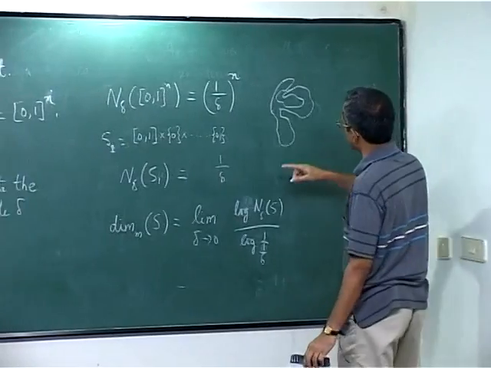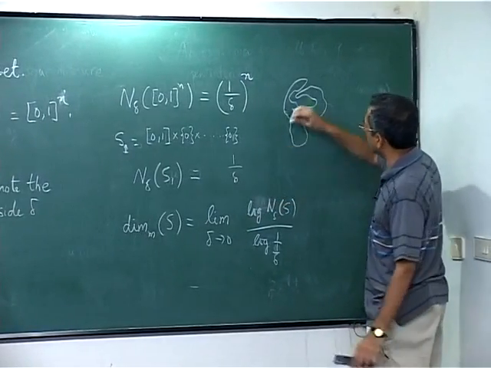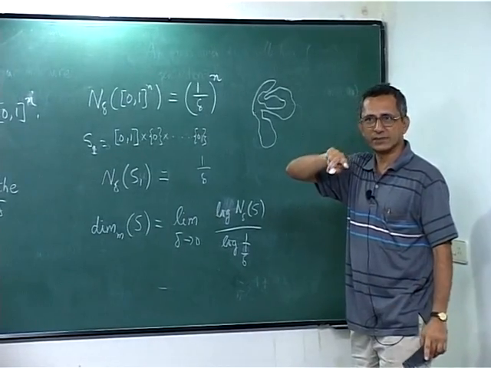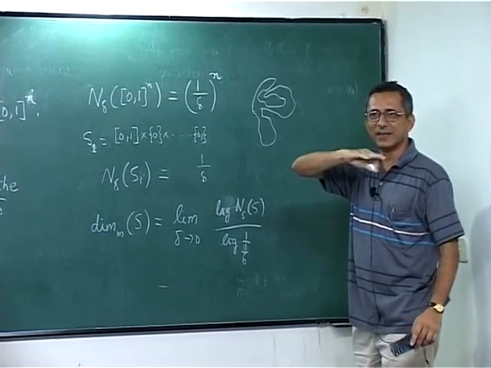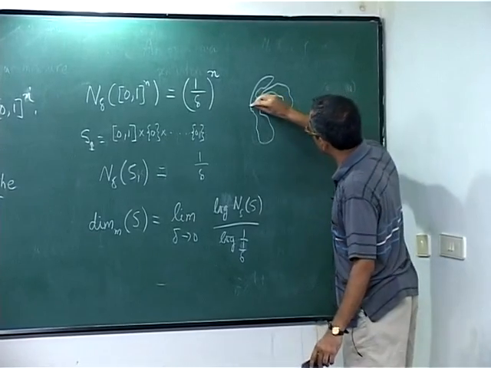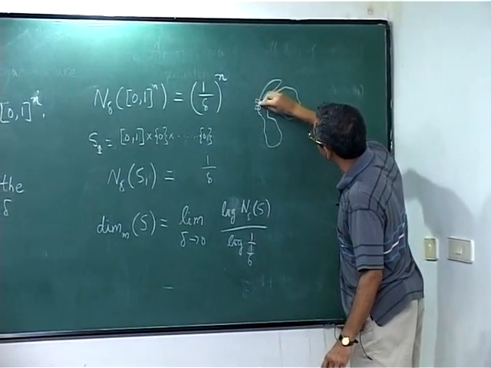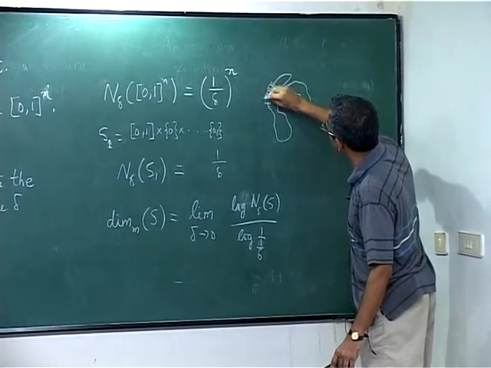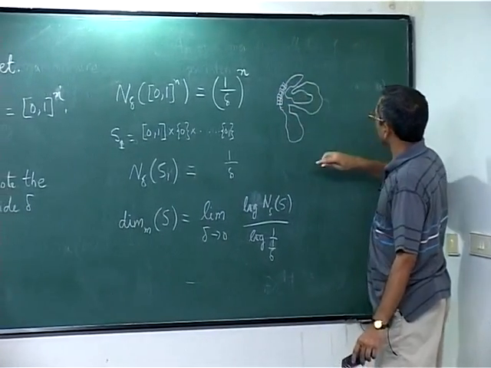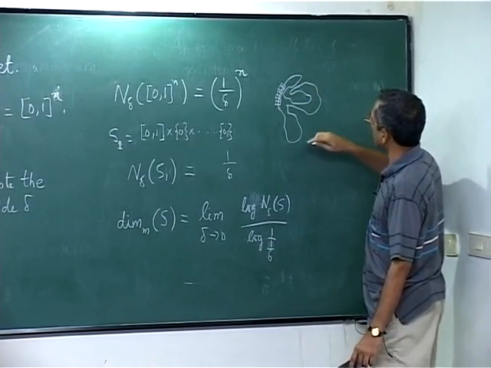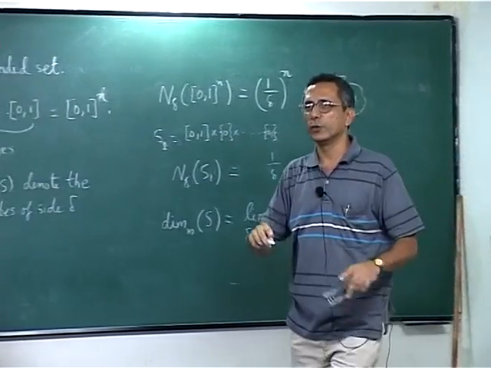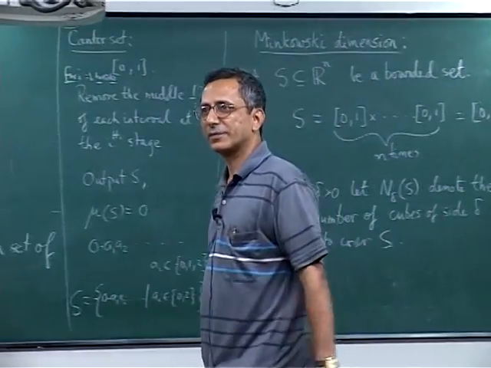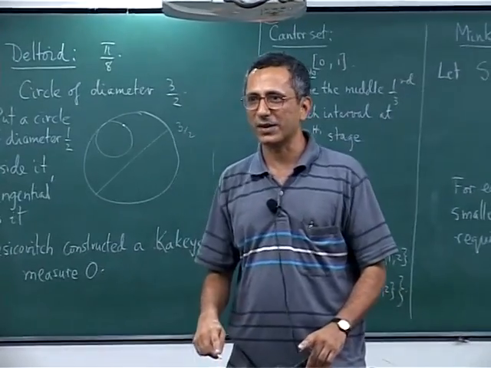So let's try to apply this definition. We are working in R2. So in R2 the cubes are two dimensional boxes of side delta. So we will be putting little boxes of side delta here, covering everything, of course. Now what might happen is that if you choose a large delta, you may be able to cover with a single box.